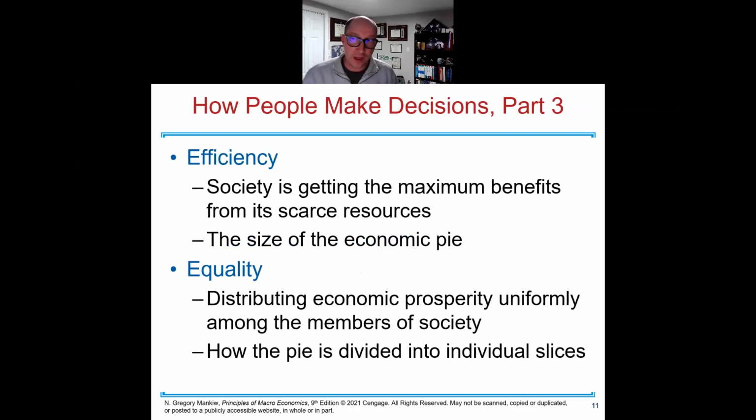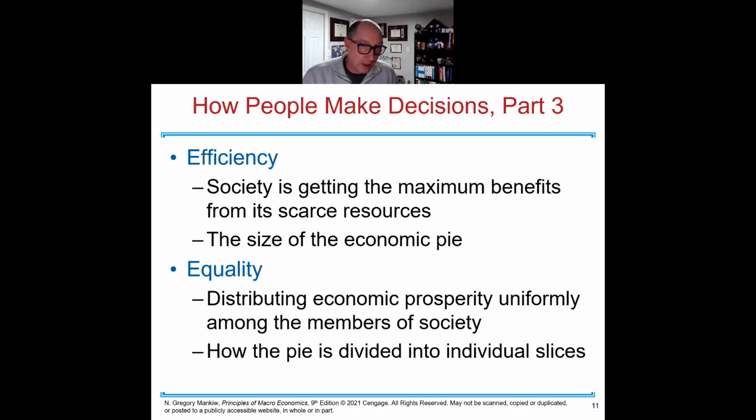Efficiency is the idea that we are maximizing our potential. We're maximizing our ability to produce our goods and services, and we're good at it. That's efficient. We're making everything at the right time, right size, right place. Efficient.